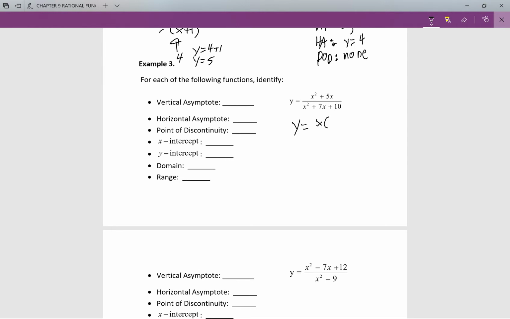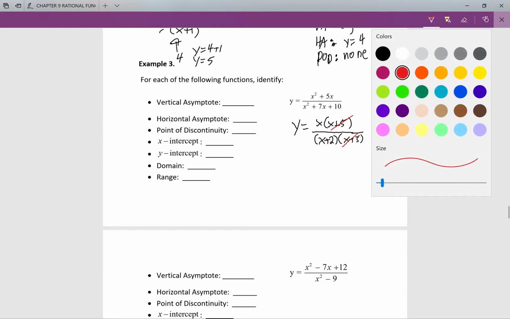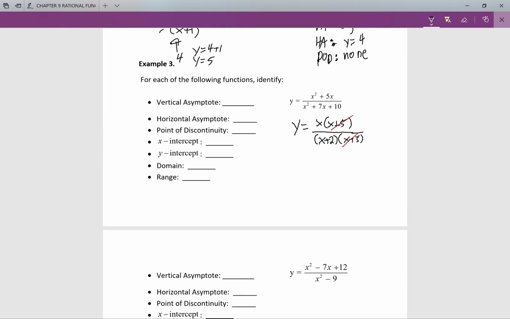I pull the x out of this and I get x plus 5. And then on my bottom, I'm looking for two numbers that add up to 7 and multiply out to 10. So we get x plus 2, x plus 5 right there. Now, from before, we notice that we're going to get that cancellation on my x plus 5. So that means that I'm going to now have y equals x all over x plus 2. With that x all over x plus 2, let's use this to identify our features of this graph.